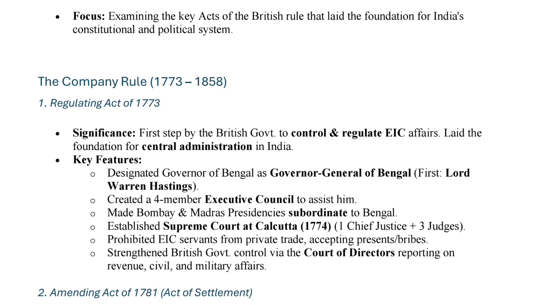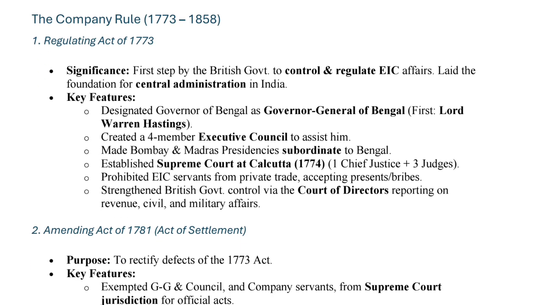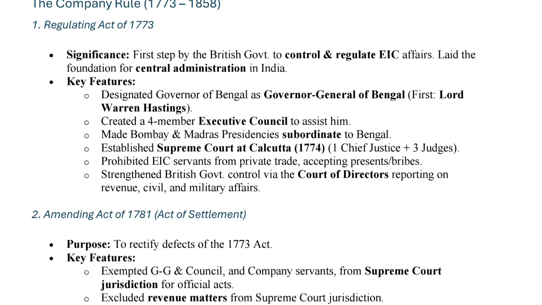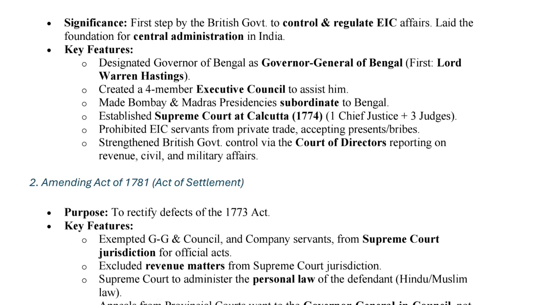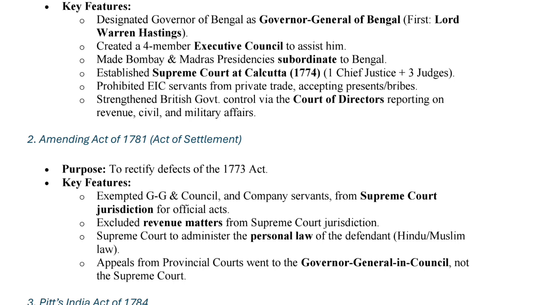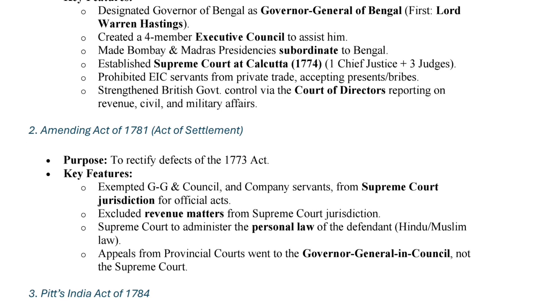The Company Rule, 1773 to 1858. 1. Regulating Act of 1773. Significance: first step by the British government to control and regulate EIC affairs. Laid the foundation for central administration in India. Key features: designated Governor of Bengal as Governor-General of Bengal, first, Lord Warren Hastings. Created a 4-member executive council to assist him.